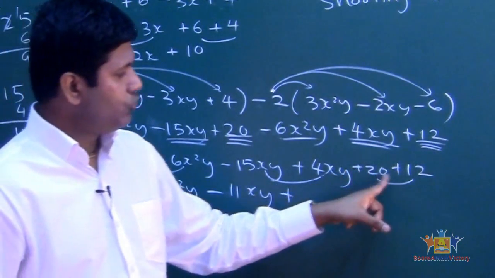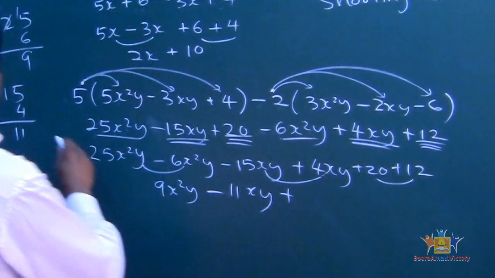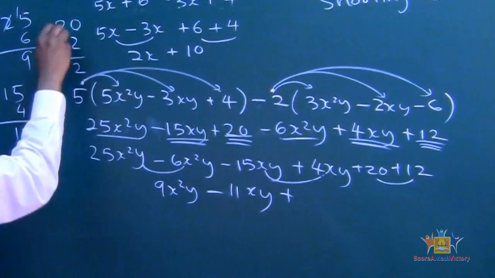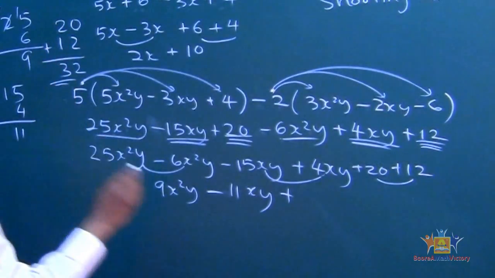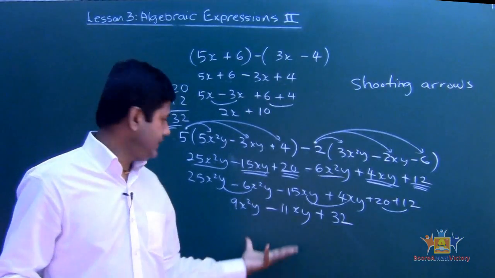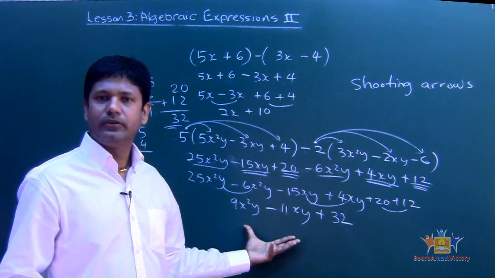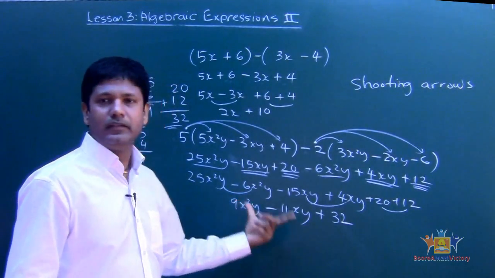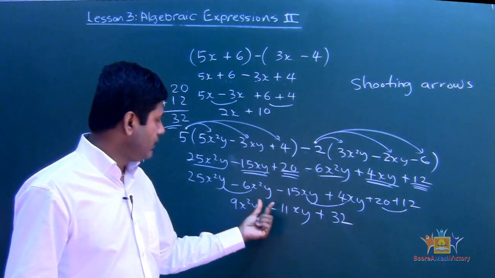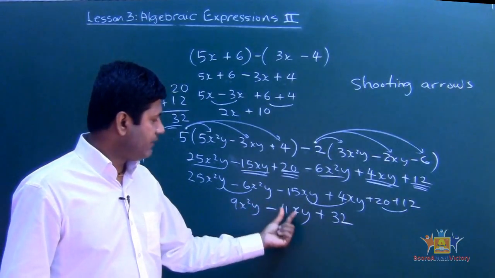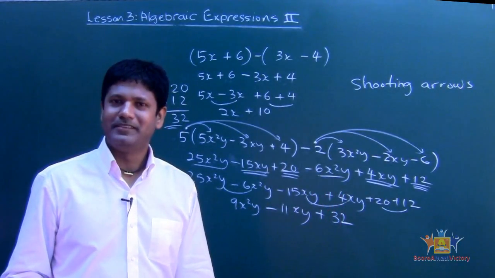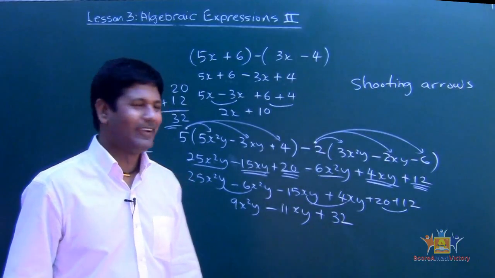Plus 20 plus 12. Line them up. Okay? 20 plus 12, 0 plus 2 is 2, 2 plus 1 is 3, 32. See that? That's it, right there. There's nothing else you can do. You already came to the final step, the final stage, which is the 9x squared y minus 11xy plus 32. Pretty easy, straightforward. Alright? Okay, good.